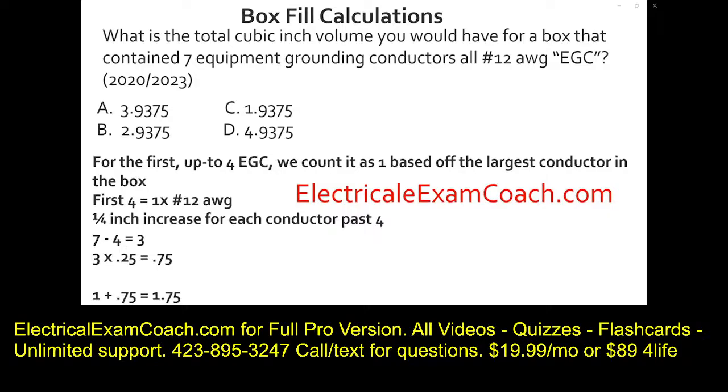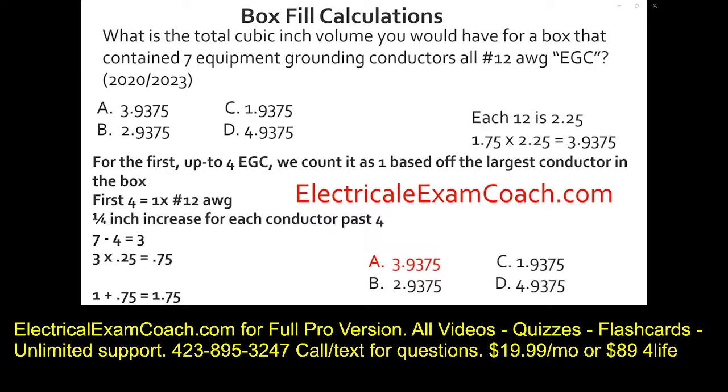So we have a total of 1.75 conductors based off whatever the largest conductor is in the box. In this case, there's only number 12s. So we would take that 1.75, multiply it by the cubic inch volume for a number 12 conductor, and we end up with 3.9375 cubic inches for our equipment grounds.